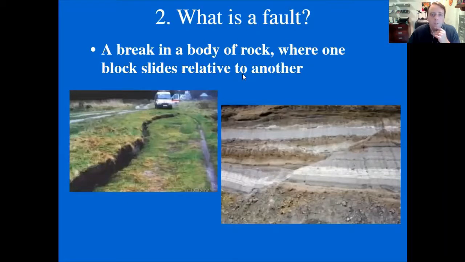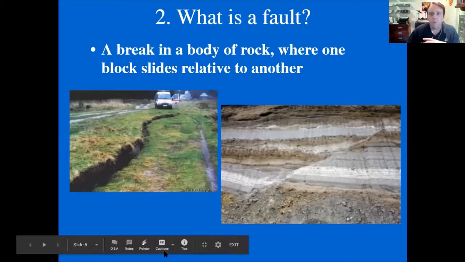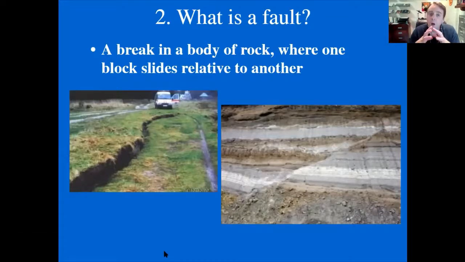So let's talk about a fault. What is a fault? Think of plate boundaries as the big regional ones. A fault is just a smaller break in a body of rock where one block slides relative to the other. So there's movement. When the stress on the earth is too much, the rock will crack along a fault and move. A fault is just a break.